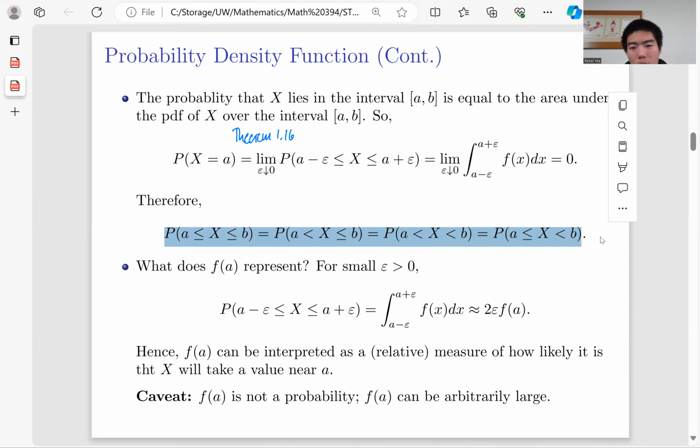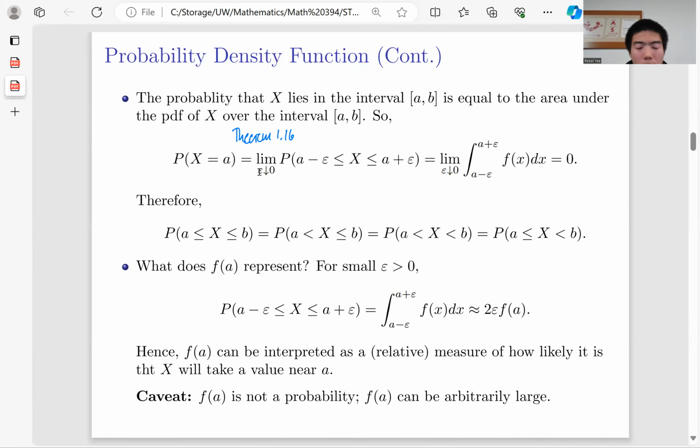So why is that the case? Imagine we have an arbitrarily small epsilon: a minus epsilon, a plus epsilon, and x is in between. If we set the probability of x equal to a, that is, a minus epsilon, a plus epsilon, with x between, these two terms are the same, as defined by the real analysis theorem. So in that case, the two points are very close, just 2 epsilon apart.